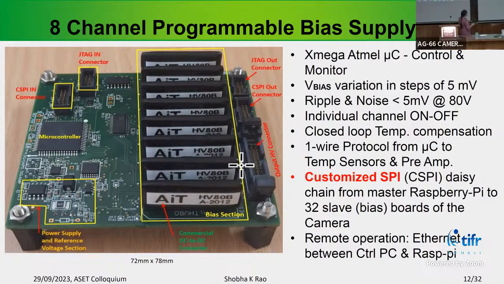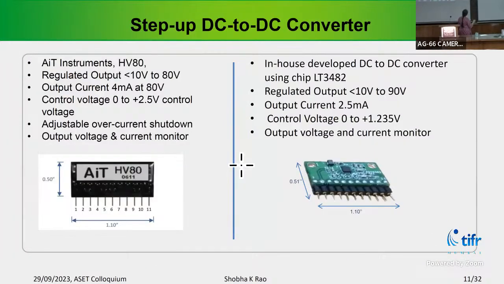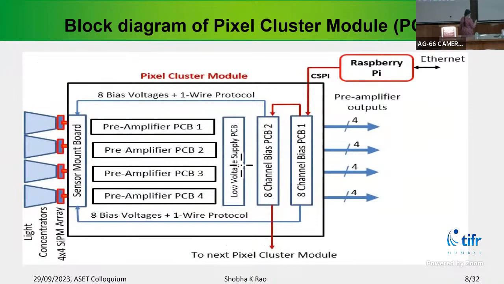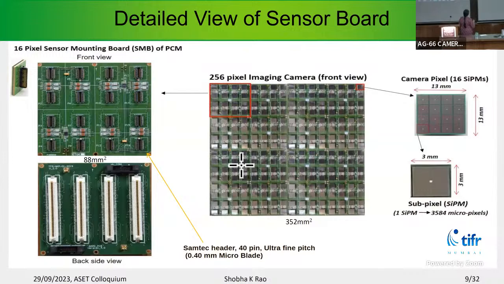And as I told you, we have to continuously monitor the temperature and adjust for it. So we have adopted closed loop temperature compensation. And to read the sensors, sorry, I have to go back to that earlier slide, which I forgot to mention. We have two temperature sensors here. This one bias card will read this sensor. The second one will read this sensor.